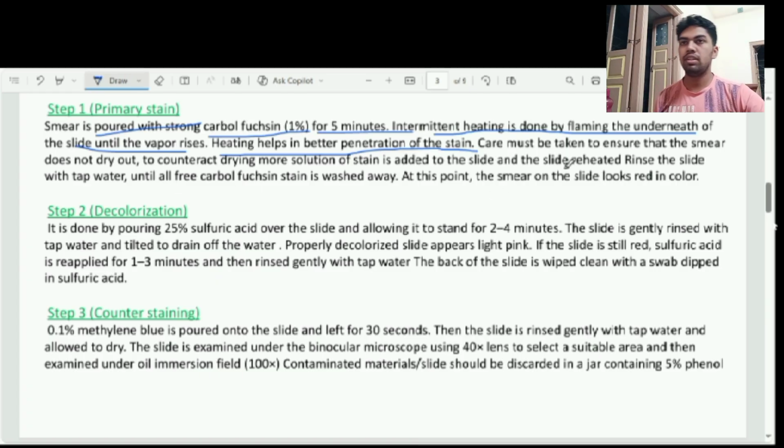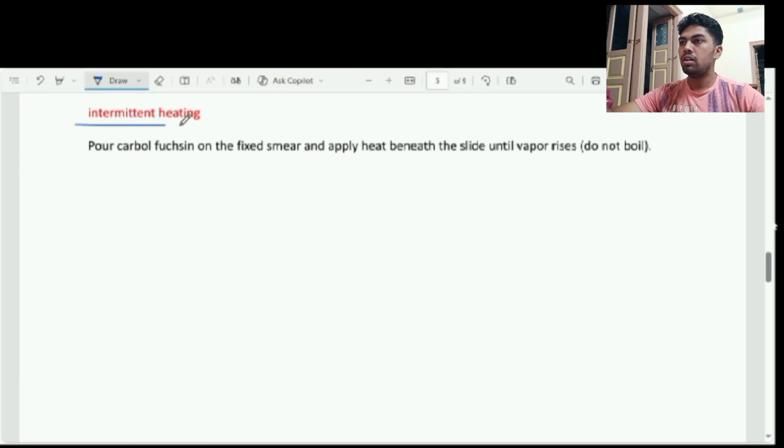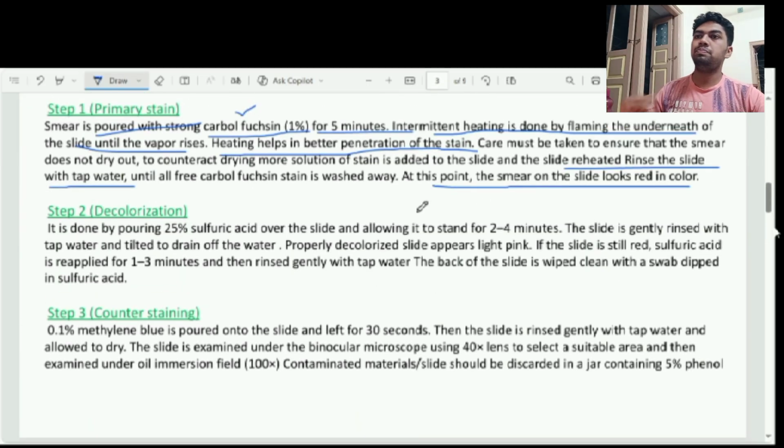After 5 minutes, we have to rinse the slide under tap water. At this point, the smear on the slide looks red in color. What we are using as primary stain here is carbol fuchsin. Yes, this is intermittent heating. What is the meaning of intermittent heating? Pour carbol fuchsin on the fixed smear and apply heat beneath the slide until the vapor rises. Do not boil. We are not boiling it. That you have to keep in mind.